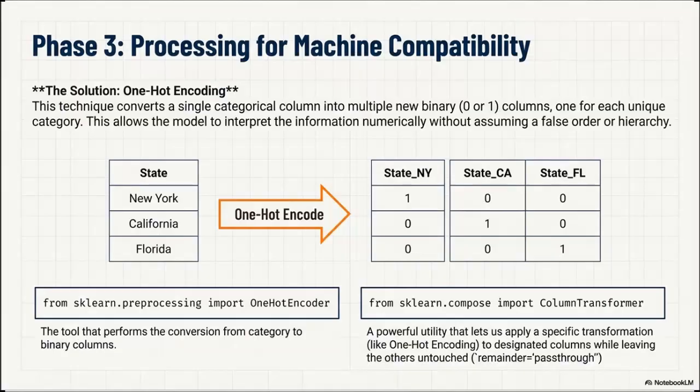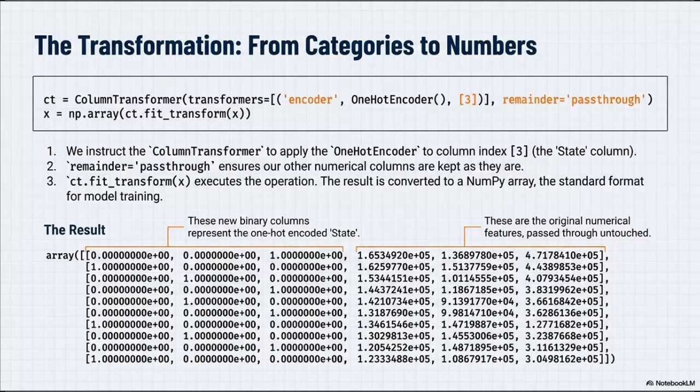One-Hot Encoder, which does the actual conversion, and Column Transformer, which lets us aim that conversion at one specific column. In our case, the state column. And see that remainder equals pass-through part? That's super important. It tells the transformer, hey, just leave all the other number columns alone. And boom, here's the result.